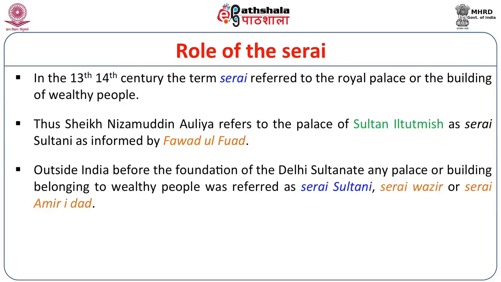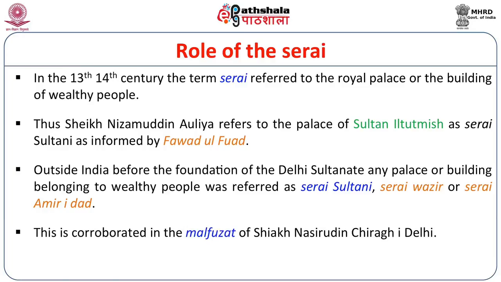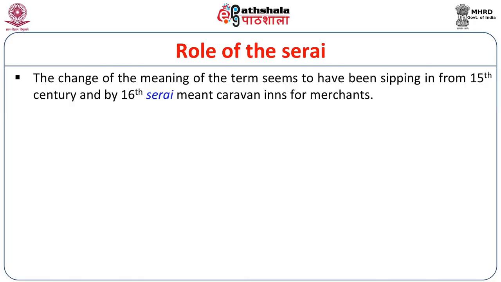Outside India, before the foundation of the Delhi Sultanate, any place, palace or building belonging to wealthy people was referred to as Sarai Sultani, Sarai Wazir or Sarai Amir-e-Dad. This is corroborated in the Malfuzat literature of Sheikh Nasiruddin Chirag-e-Delhi. The change in the meaning of the term seems to have been seeping in from the 15th and 16th century, when Sarai became the caravan inns for the merchants.